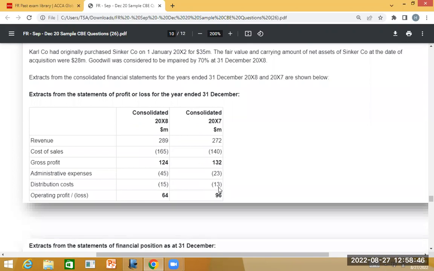So now you will be able to understand why the administration expense is increasing. Is it clear? So there will be one impact of the gain or loss on disposal in this administration expense, and the other one is impairment loss. Very good.